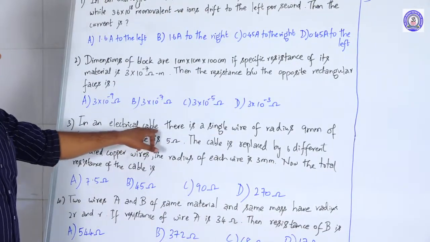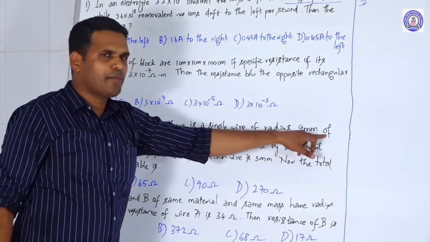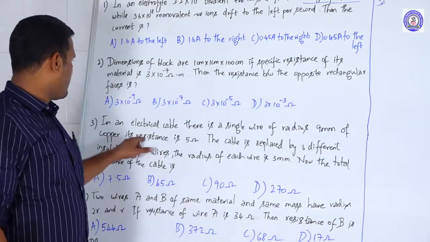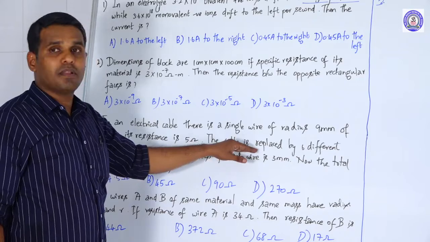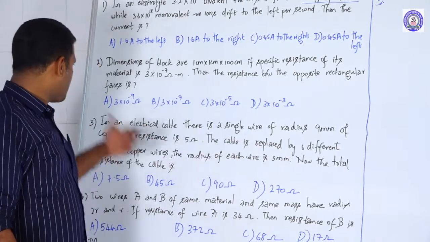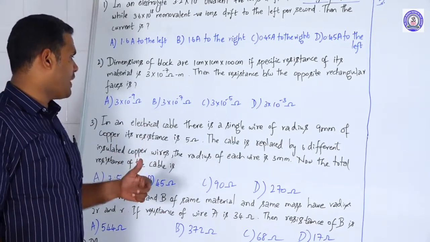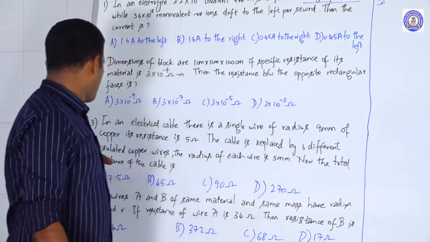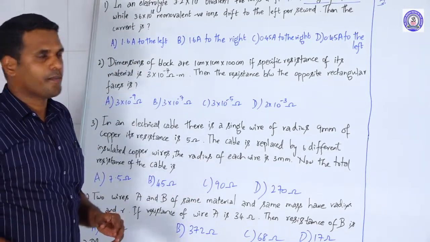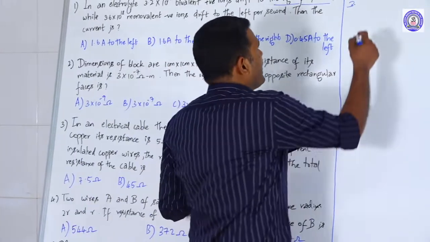In an electrical cable, there is a single wire of radius 9 millimeter of copper. Its resistance is 5 ohm. The cable is replaced by 6 different insulated copper wires. The radius of each wire is 3 millimeter. Now the total resistance of the cable is. So we can show it with a diagram.